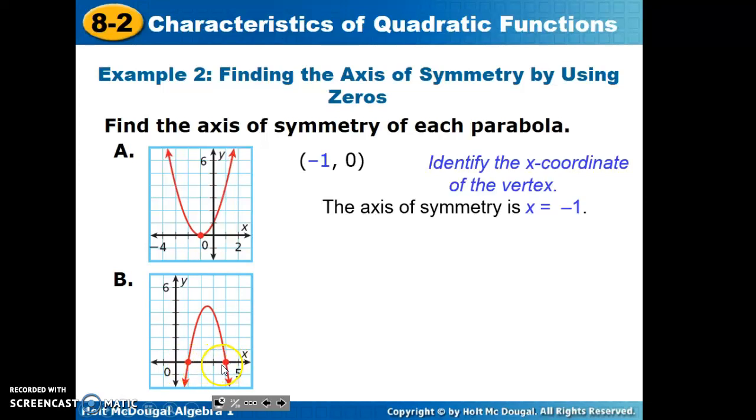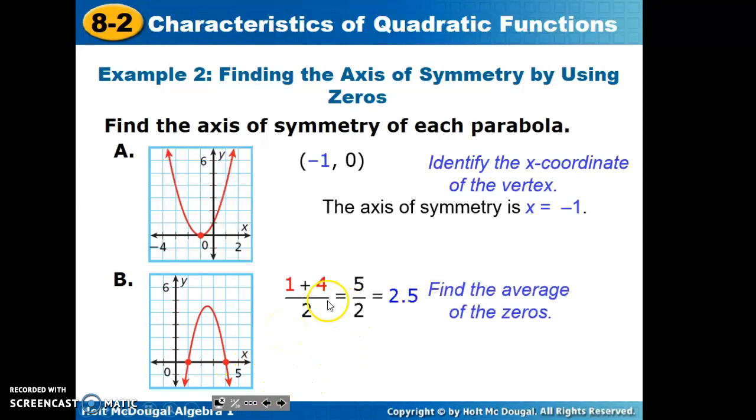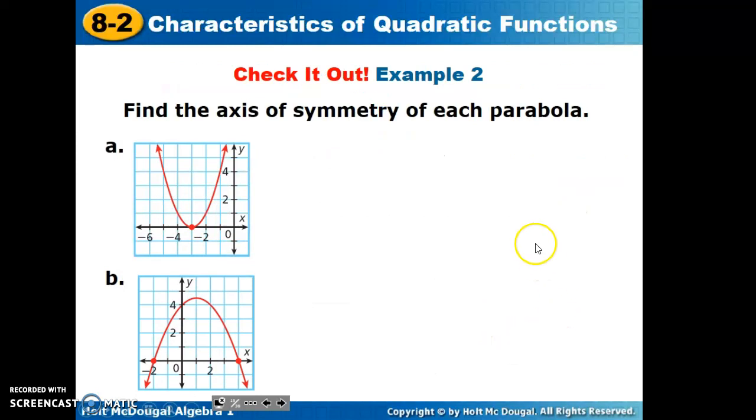We're going to use the second concept that we went over just now in our notes. I have two zeros in example 2, part B. I have a zero at 1 and a zero at 4. I'm going to take those two points, 1 and 4, and find their average. 1 plus 4 is 5. 5 halves is 2.5. Therefore, my axis of symmetry, cutting this parabola in half, is x equals 2.5.